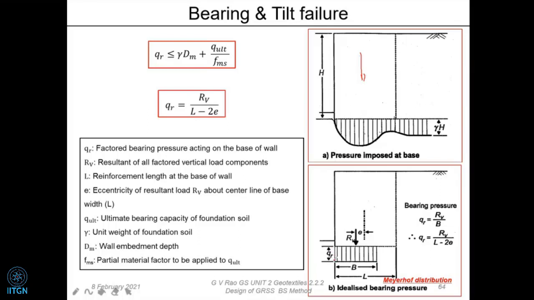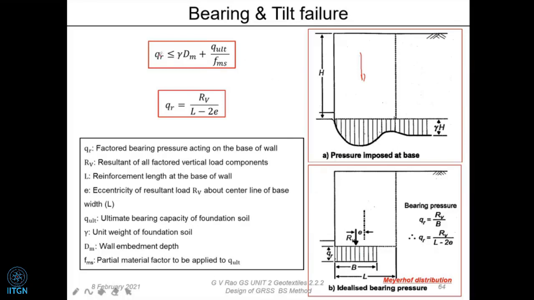So what are you finding actually? Though this load is really a UDL, the actual pressure that you have to compute with respect to bearing capacity is going to be given by this diagram. That means the total load is not distributed over the entire length L, it is distributed only over L minus 2E, where 2E means twice the eccentricity, which means this B width only. So that is what we are going to do for bearing and tilt failure.